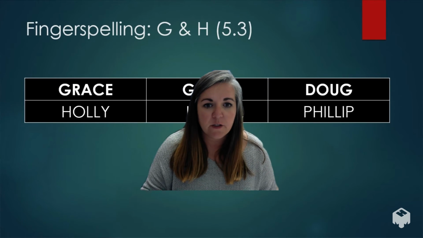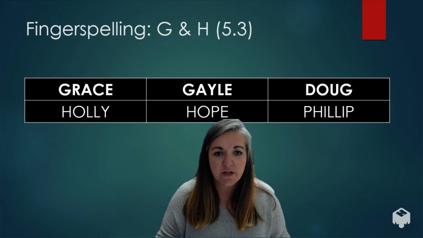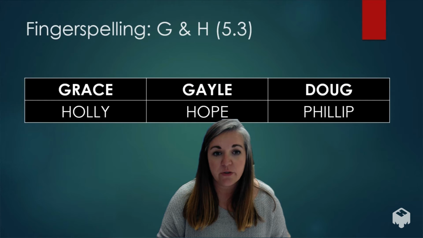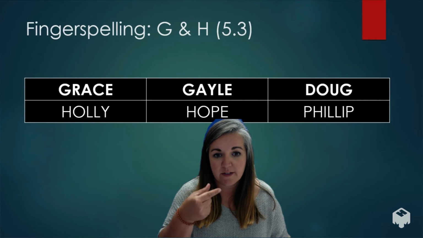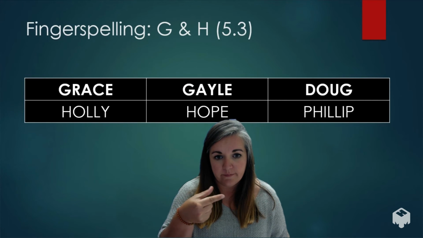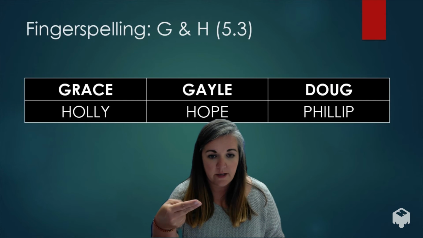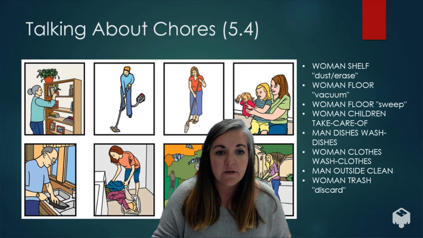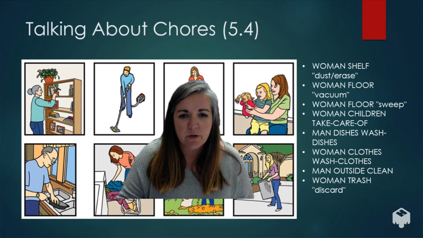All right, finger spelling with the G's and the H. I'm just going to show you how to sign G and H, and then I want you to, on your own, finger spell each of these words for practice. So G, this is G, and this is H. G, H.